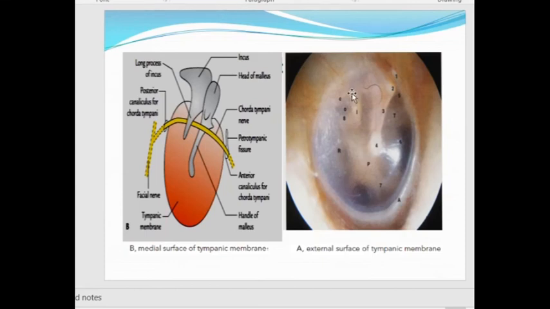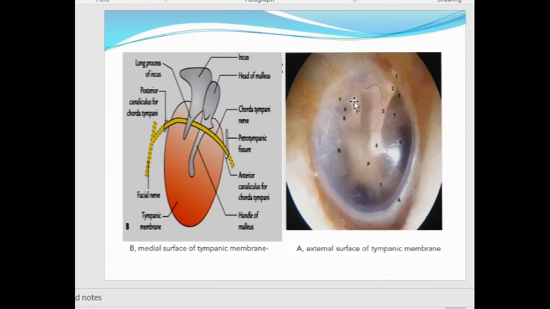upper. The posterior superior quadrant of the tympanic membrane is very important clinically because it is anatomically a thin and weak part of the tympanic membrane. Most of the perforations develop here. The incudostapedial joint is found here.